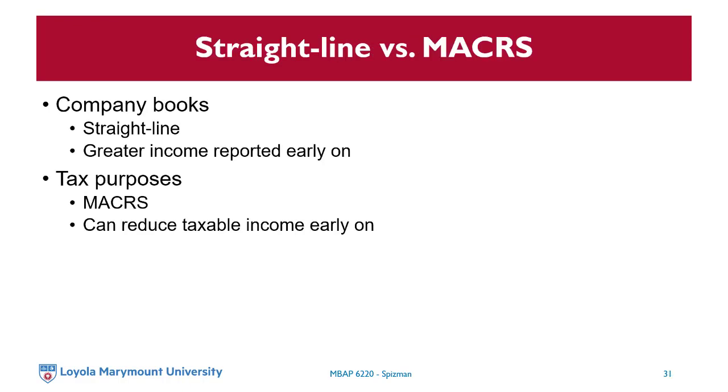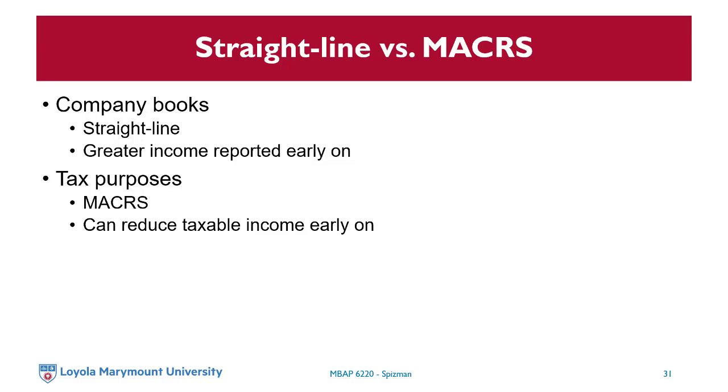I think the last piece of this, before I talk about the sale of old equipment, is just to compare straight line versus MACRS. And I think there's sort of multiple books that exist. You have the company books, you have the tax purpose books, how much taxes you pay, and they may differ. And so the company books typically use straight line because it increases your income early on. In other words, you have less depreciation earlier on, which gives you more net income because you have less of a depreciation expense, more net income.